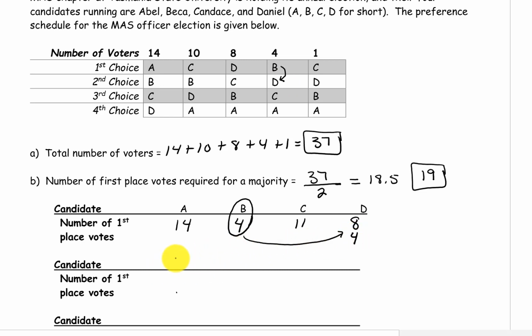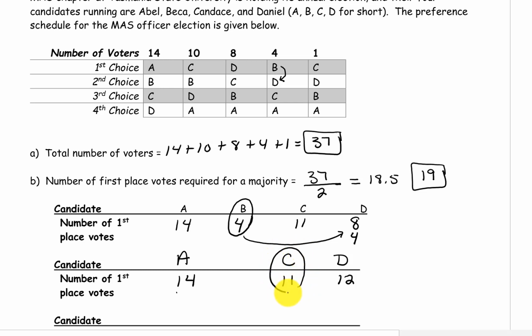Now do a retally. Candidate A still has 14 first place votes. Candidate B is no longer in the running. Candidate C has 11 first place votes, and candidate D now has 8 plus 4, or 12, first place votes. None of our candidates have the majority yet, so we need to continue eliminating.